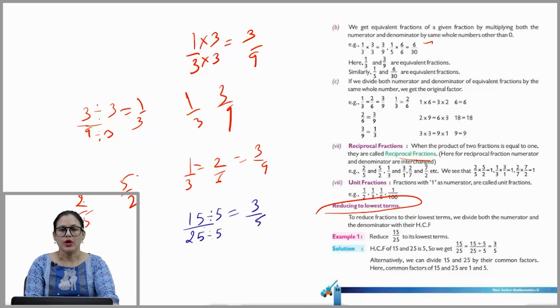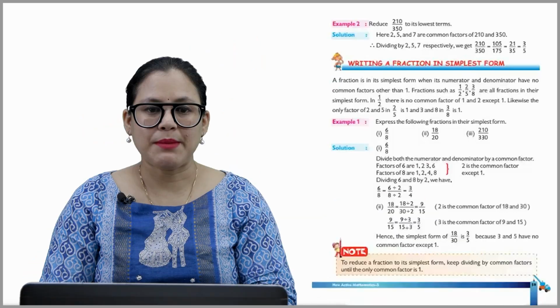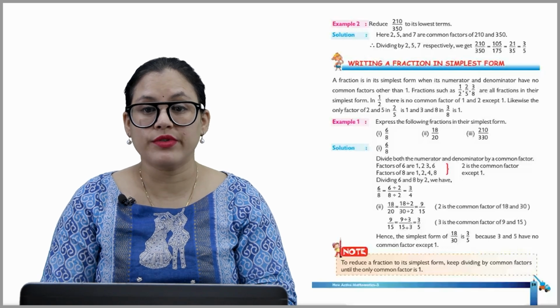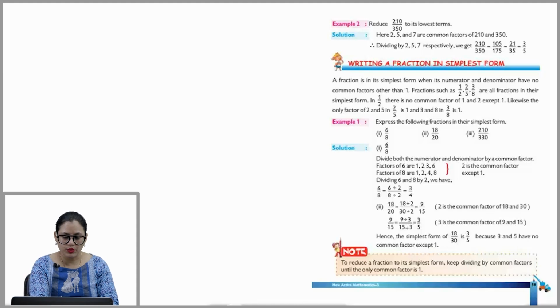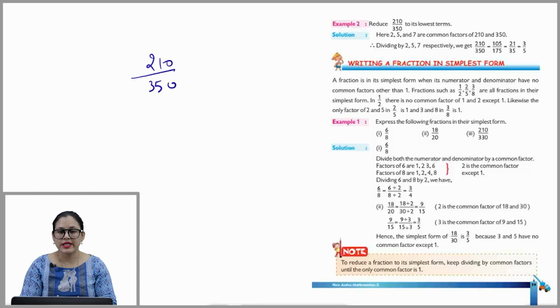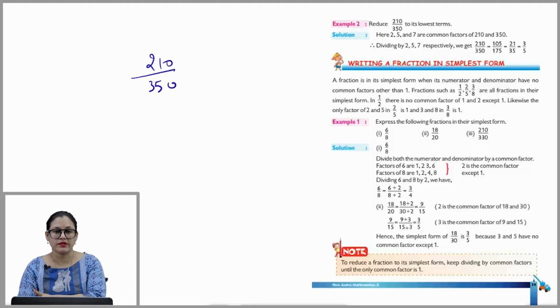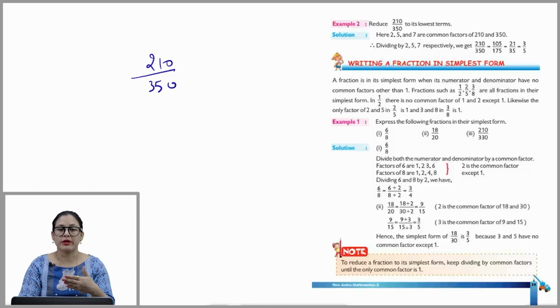So, let's divide by 5. 3 by 5. Alternatively, we can divide 15 and 25 by the common factors. Here, common factors of 15 and 25 are 1 and 5. Example 2, reduce 210 by 350 to its lowest term. So here what will we do? 2, 5, 7 are common factors of 210 and 350. So dividing by 2, 5, 7 respectively means first we will divide by 2, then by 5, then by 7, and then we will get the lowest term of this fraction.